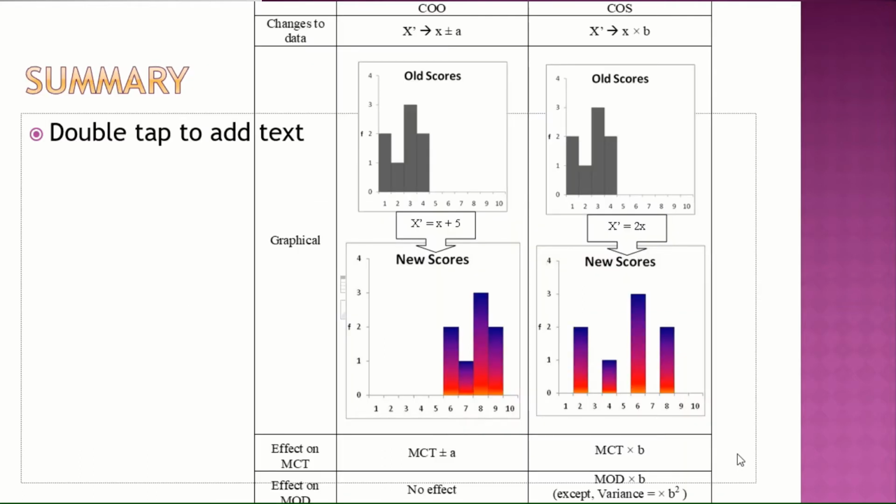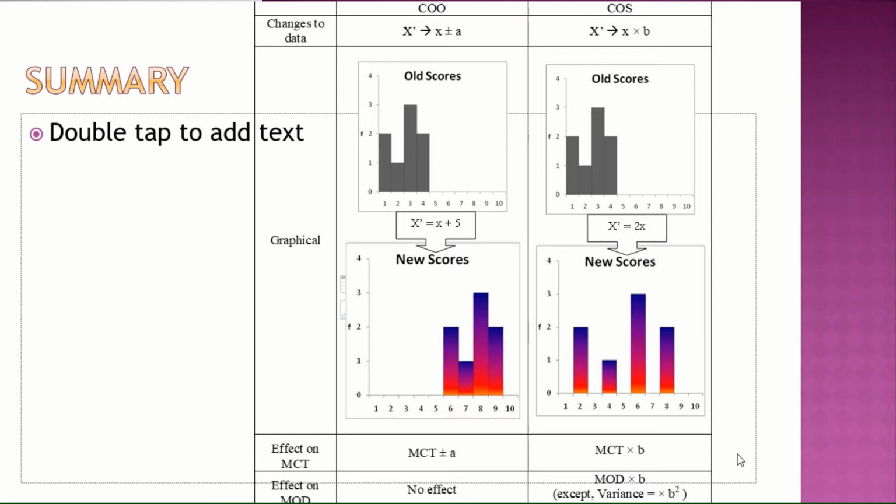This is in your manual as well. So what you can see here is basically the old score and new score, exactly the same thing that I've been showing you, but put into a table. It's the same thing in your manual. Why one is change of origin, one is change of scale. How do you affect the MCT and how do you affect the MOD?